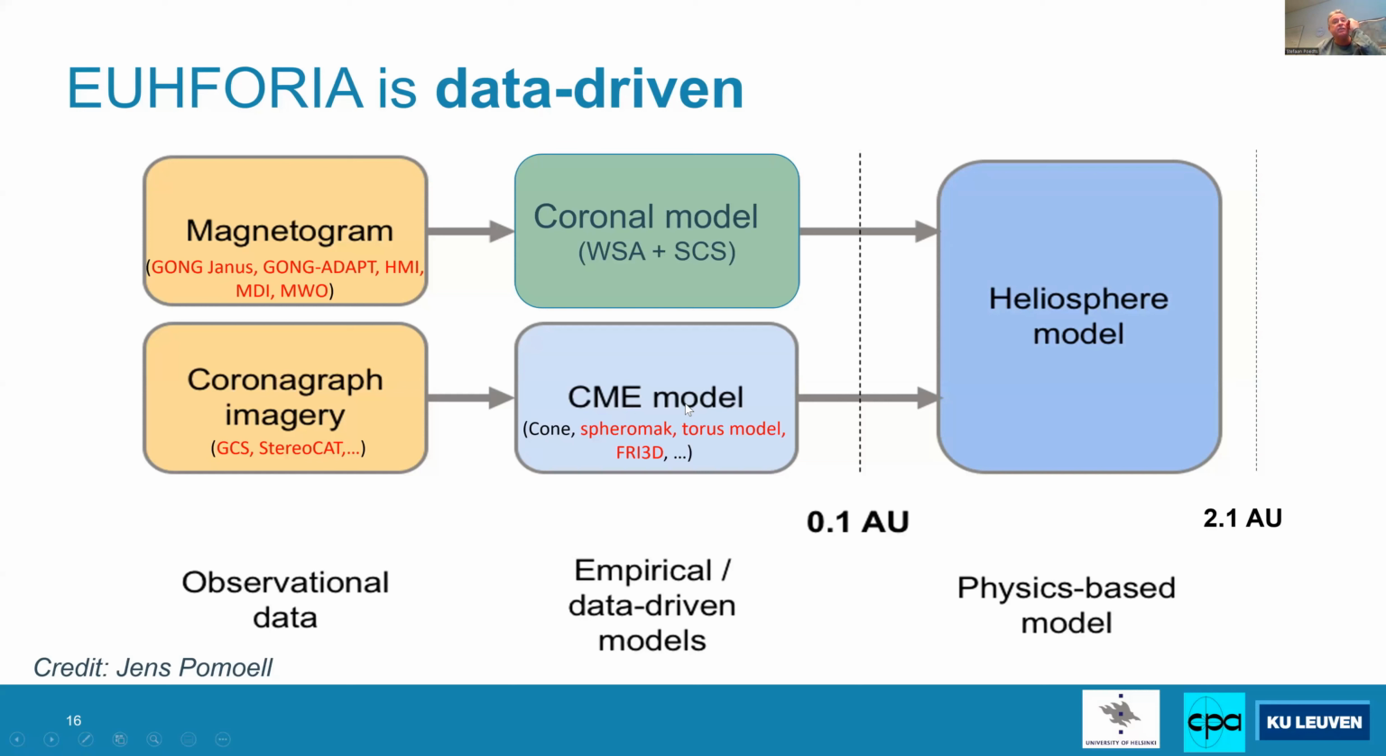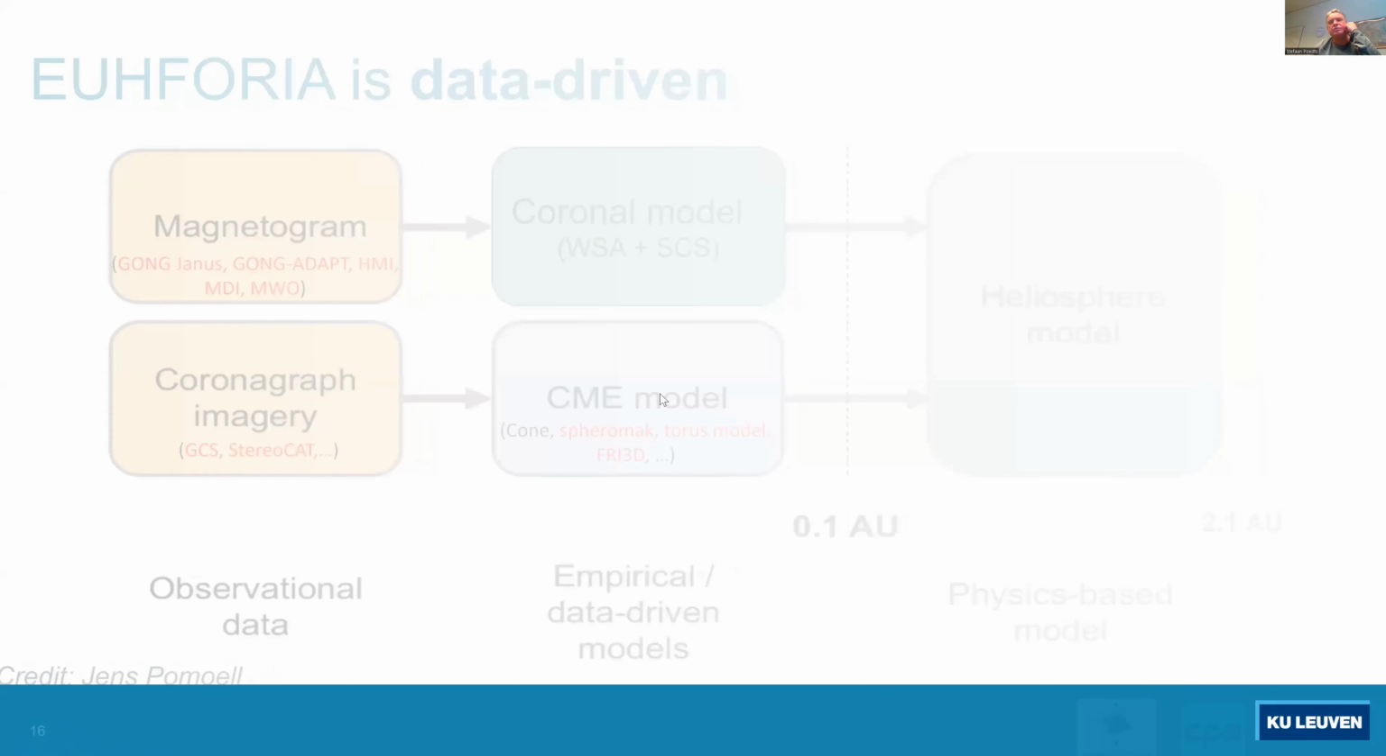And so we have different CME models. We have the cone CME, a very simple model, which is also integrated in ENLIL, but we also have the spheromak, torus model, FRi3D, etc. I will show you some of these results with these different CME models.